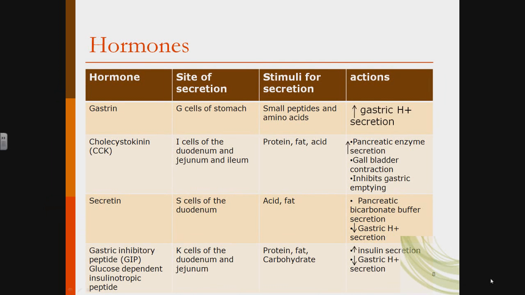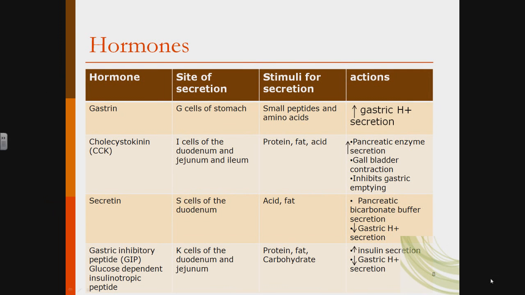Now gastrin, and I will say this again later, is secreted by enteroendocrine cells called G cells, and they are found in the stomach. And gastrin responds to peptides or amino acids physically touching your stomach. And when gastrin is released, it leads to even more hydrochloric acid secretion by the stomach.